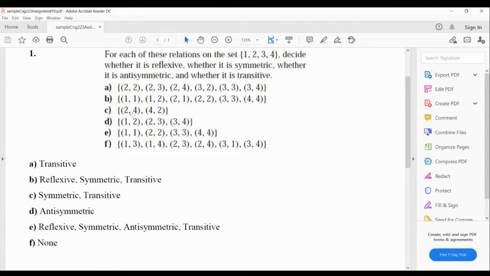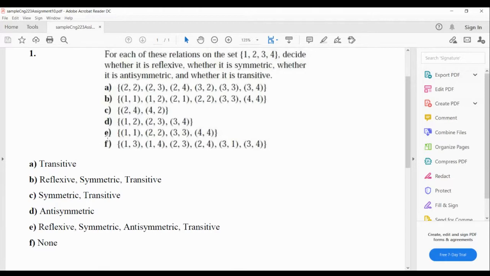Part C. I don't see 2, 2, and 4, 4. Even if only one of them was missing, you would say this relation is not reflexive. So this is for sure not reflexive. I have 1, 2. I don't have 1, 1. So this is not reflexive.